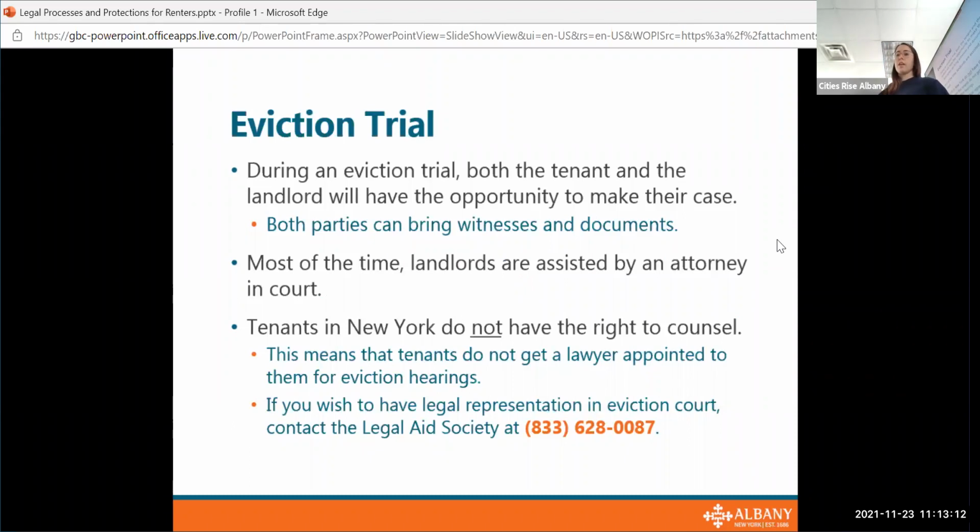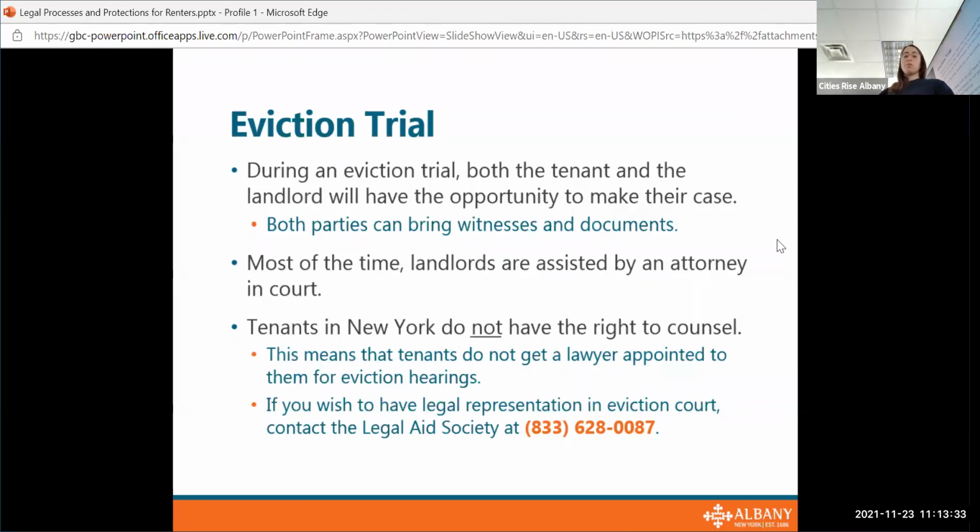And then finally, if the parties are still unable to resolve the issues, an eviction trial would be set. During this trial, both the tenant and the landlord will have the opportunity to go to court and make their case. Both the tenant and the landlord will be able to bring any witnesses or documents that they need to back up their side of the story.